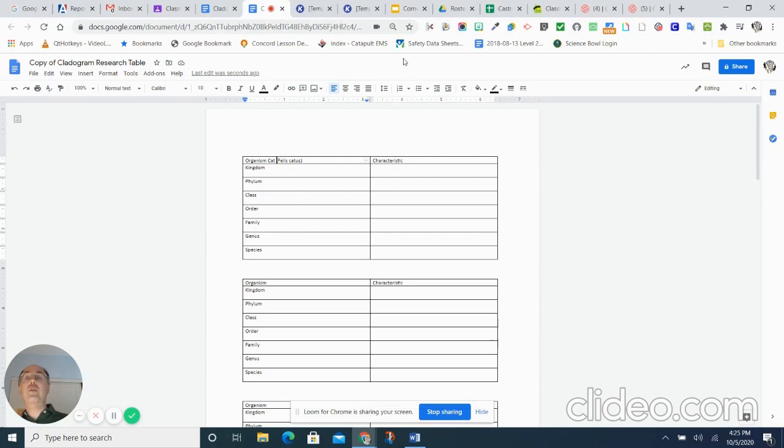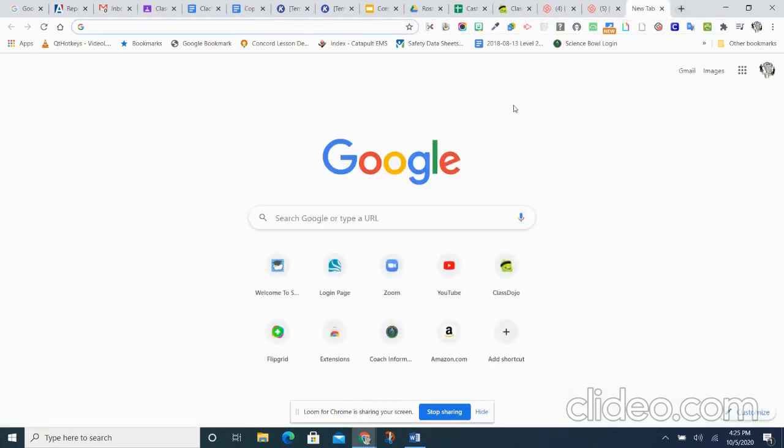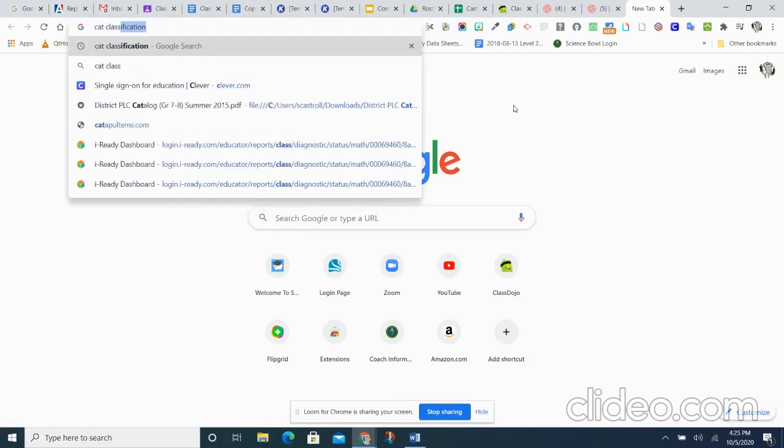But what I do if I want to do that is I go to a new tab, and I'm going to Google cat classification.